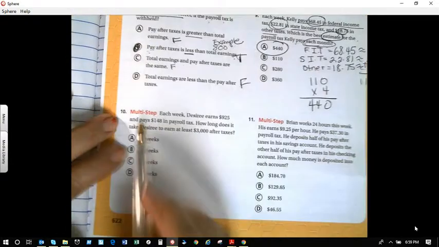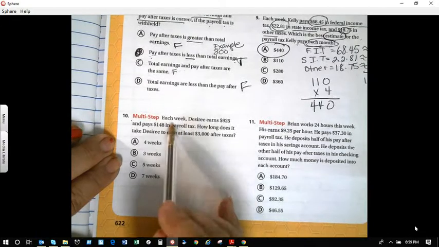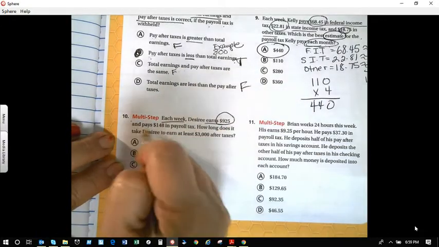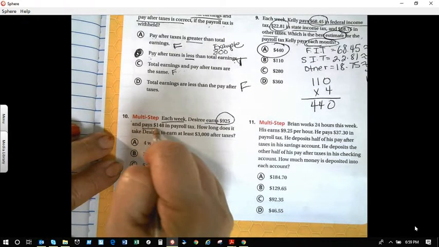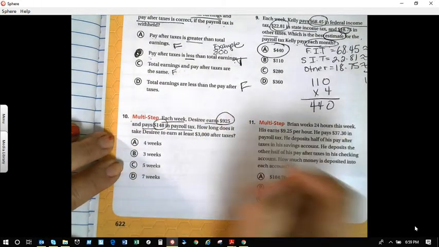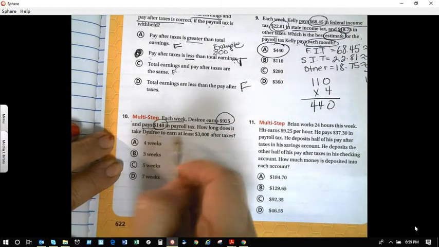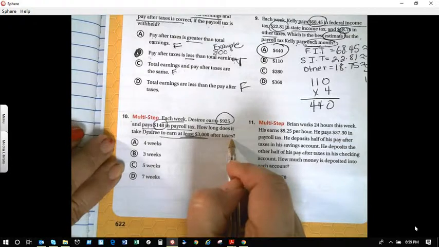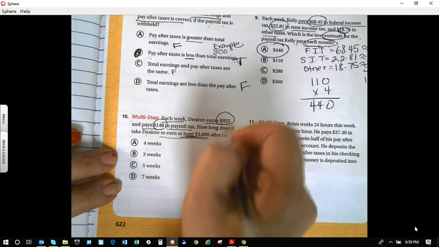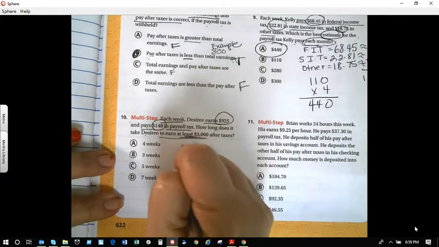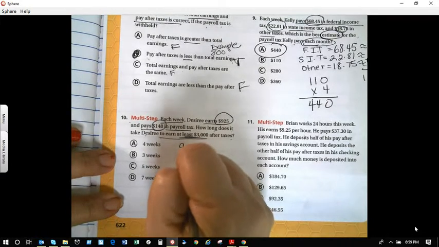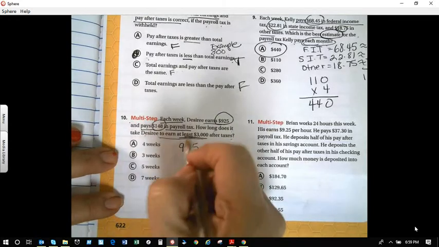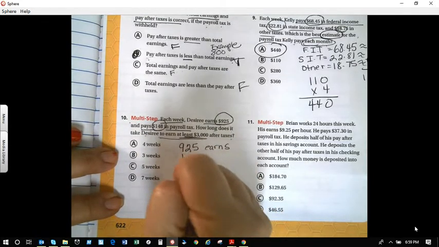Let's look at here, number 10. Each week, Desiree earns $925 and pays $148 in payroll tax. How long does it take Desiree to earn at least $3,000 after taxes? All right, so now first things first, we need to take the $925 that she earns. I hope I have enough room on here. And she has to pay $148 in taxes, so I need to subtract out taxes.